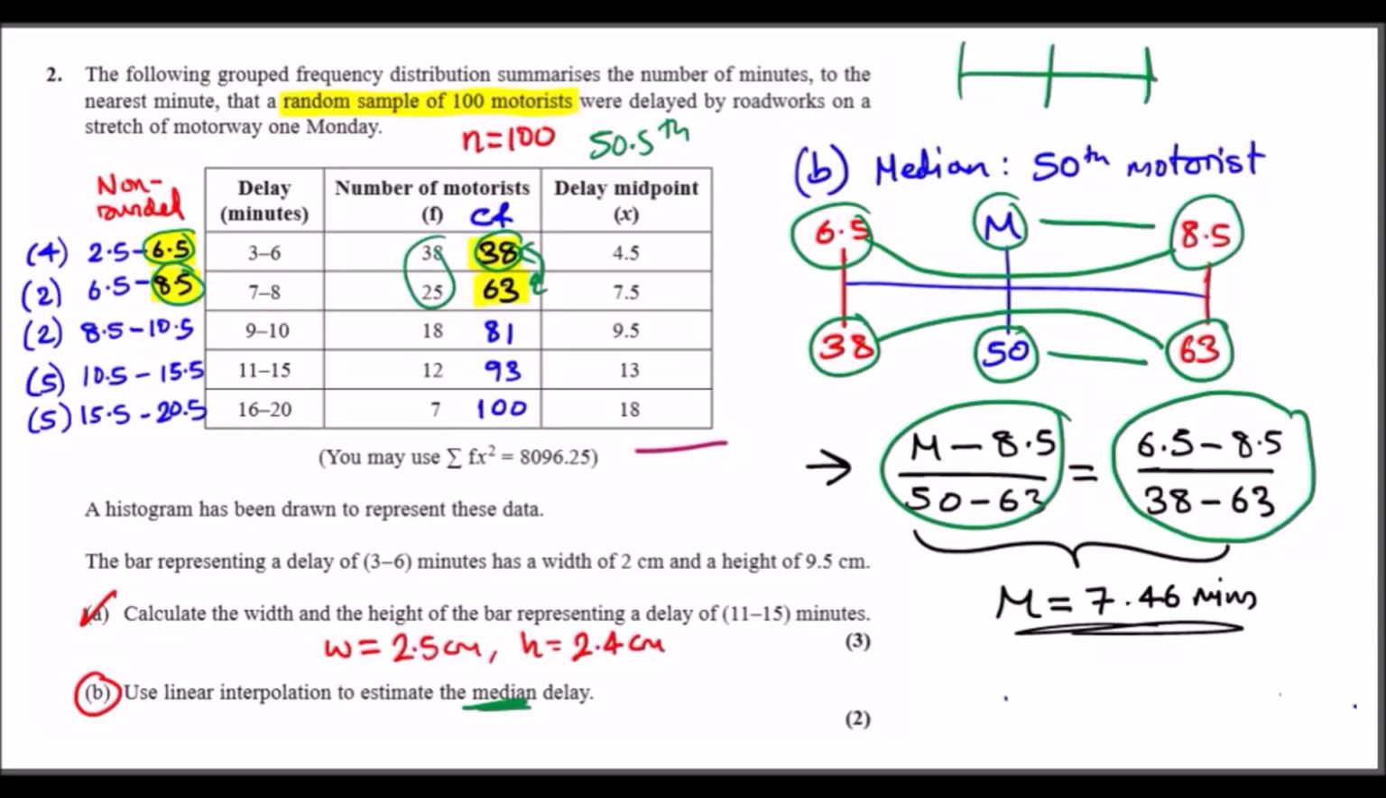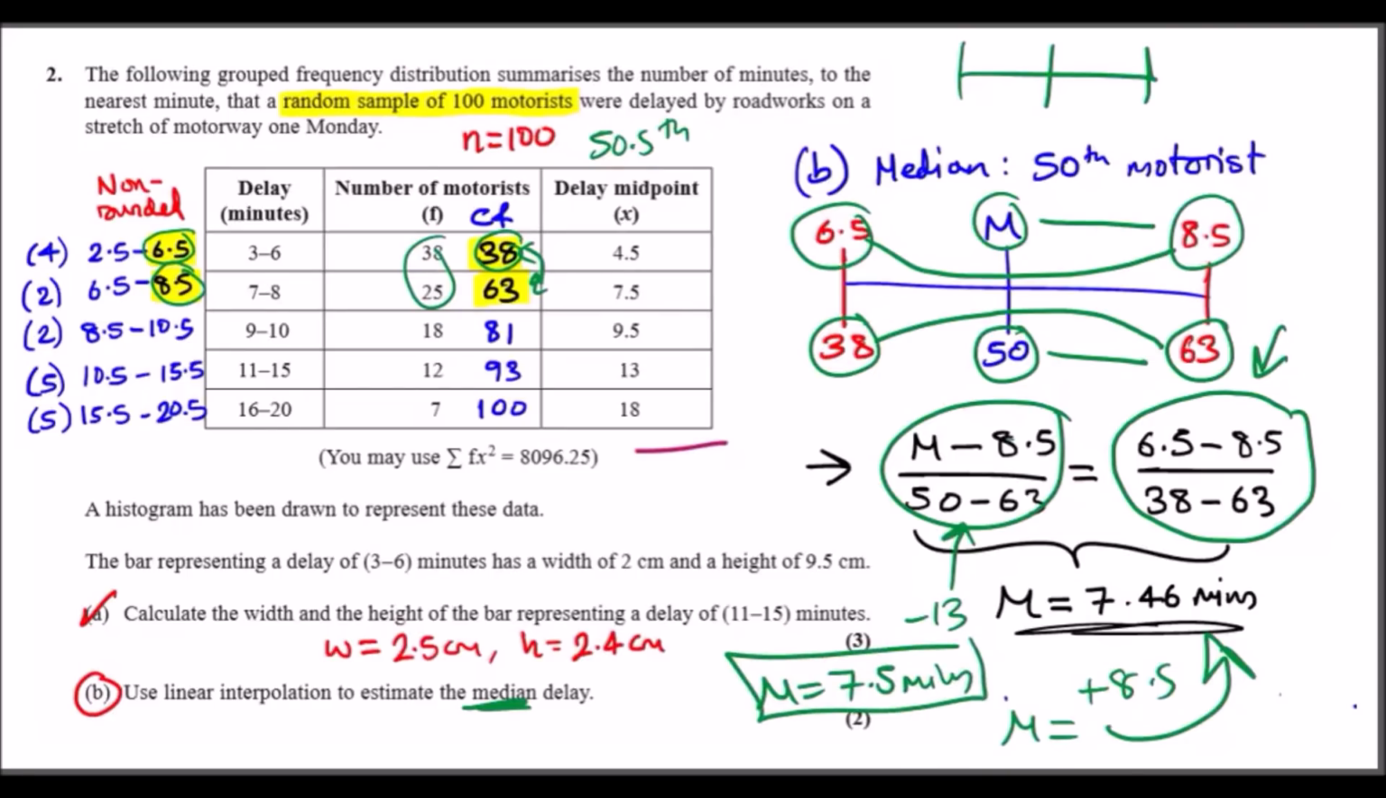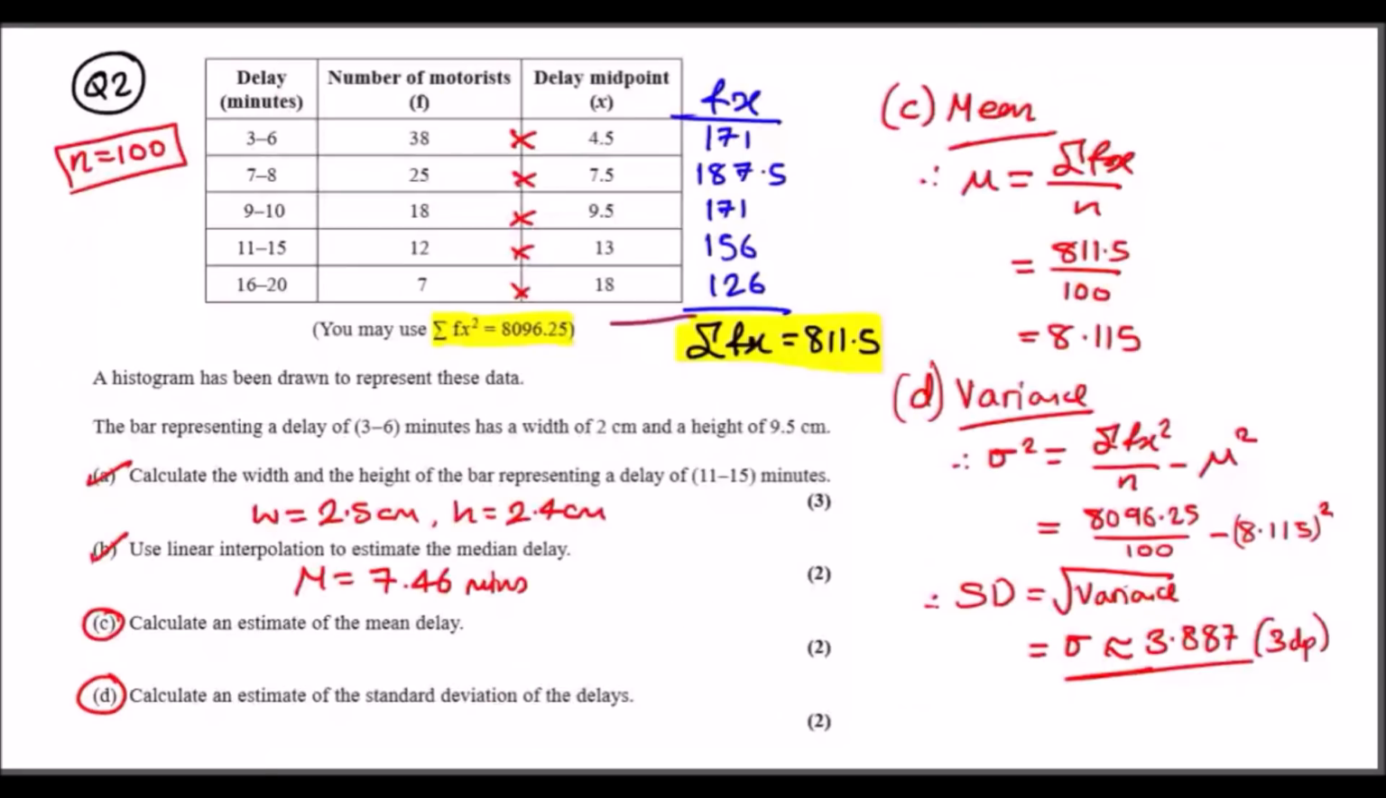The quick way to do this is to smash this right hand side into the calculator and then multiply it by 50 minus 63, which is minus 13, and then finally add 8.5. And then you should get m equals 7.46 minutes. If you guys get a different answer, and if you use 50.5, you would actually get m equals 7.5 minutes. It depends. It's not really a big deal. It's probably more accurate to say this anyway, but 50th should be fine as well. Anyway, let's move on to C.